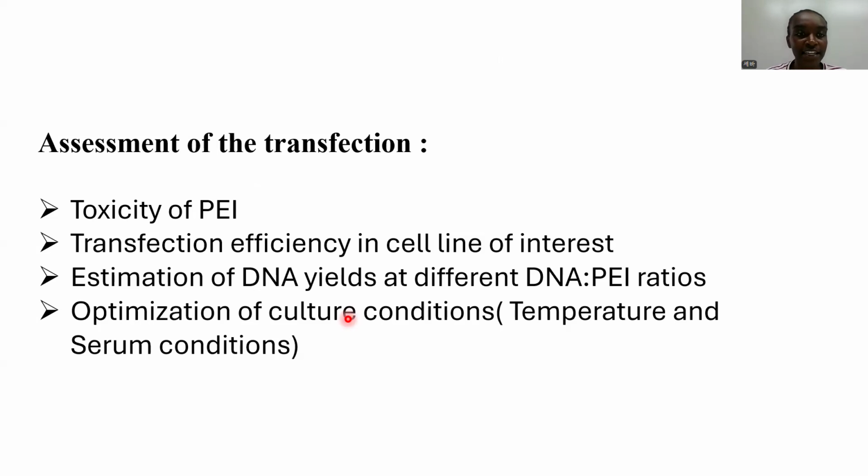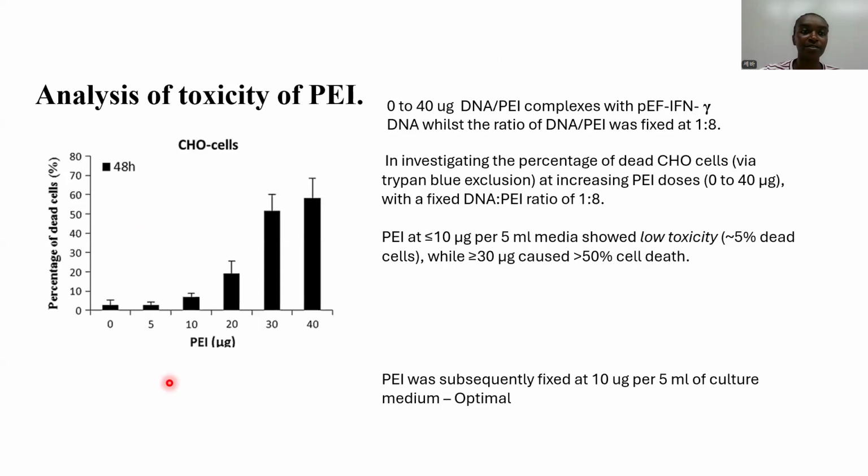So I'll discuss different aspects of how they optimized their system to ensure the optimal production of this recombinant interferon gamma protein. And these are the four major things I'll delve on. So the first thing they wanted to analyze was the toxicity of PEI.